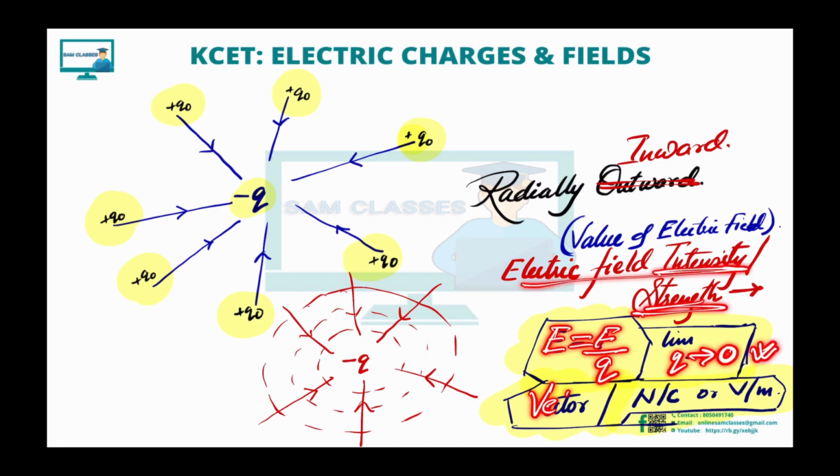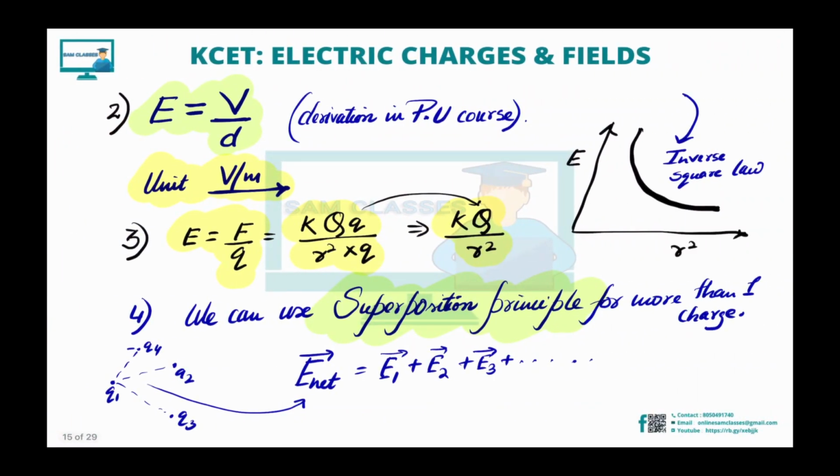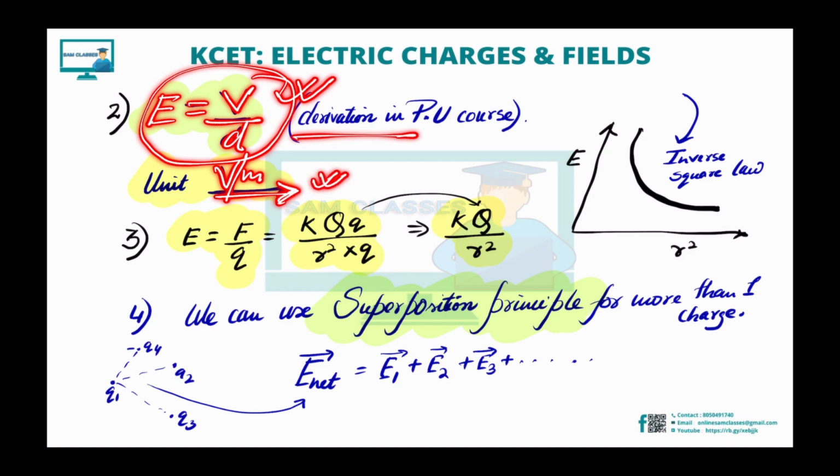It is a vector quantity, students, and the unit is Newton per coulomb or volt per meter. This unit volt per meter we will discuss in the next page. We will also read a definition in the next chapter, that electric field is equal to potential gradient, that is potential by distance, so we can use volt per meter. So we can use this definition also.